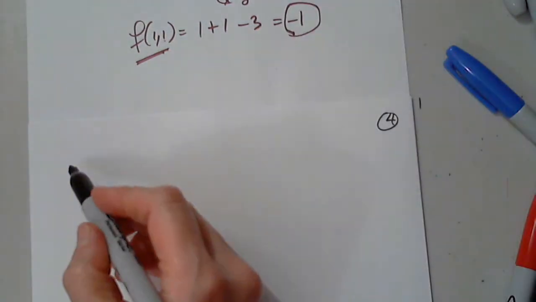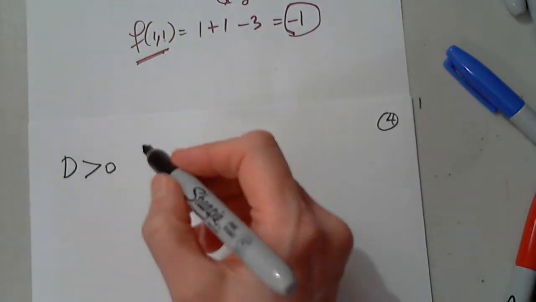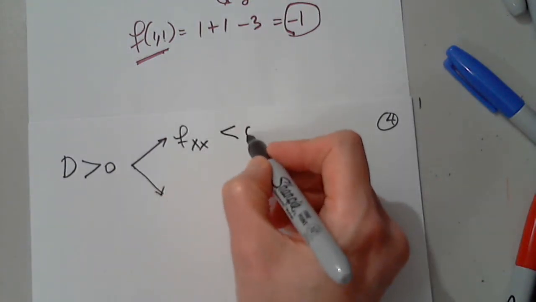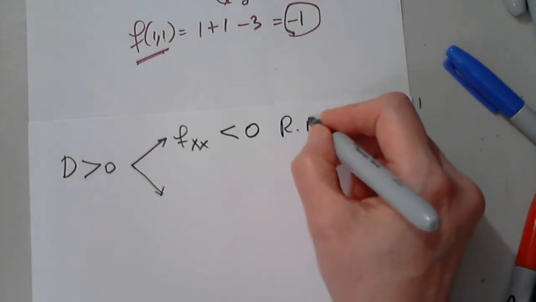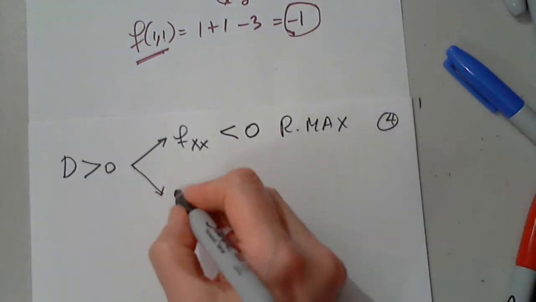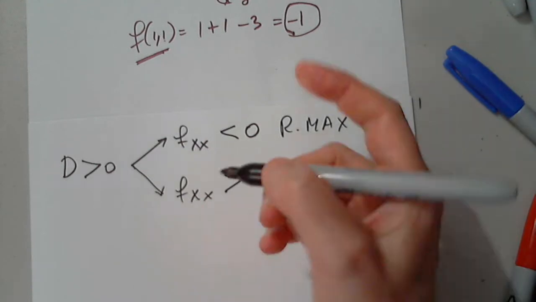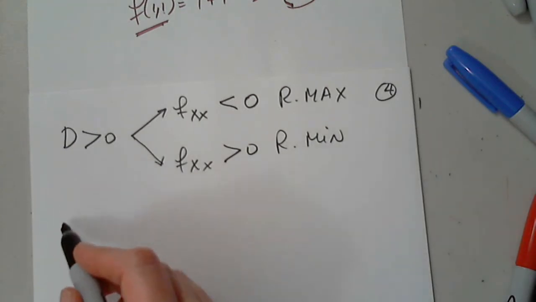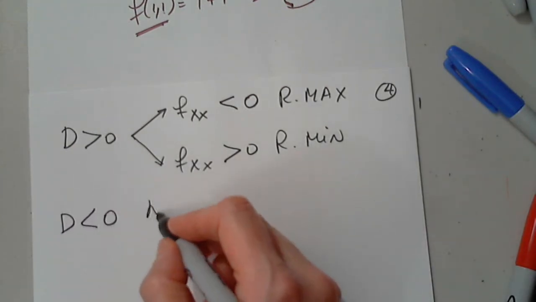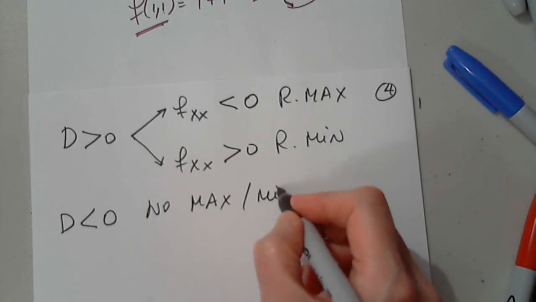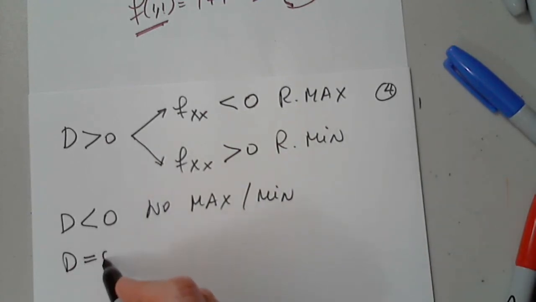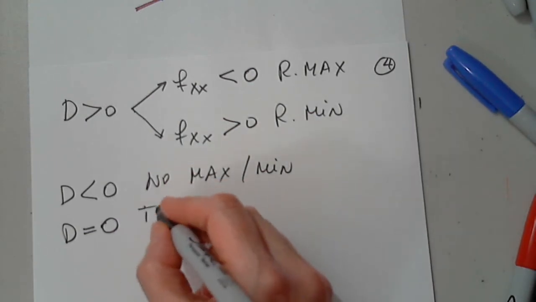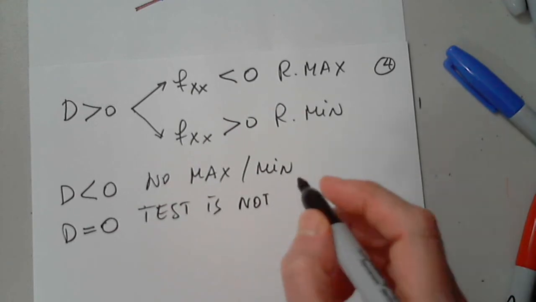So if d is a positive number, there are two options. For fxx to be less than 0, and this is a relative max. For fxx to be greater than 0, like we just had, and this is a relative min. If d is less than 0, no max min. If d equals 0, the test is not applicable.